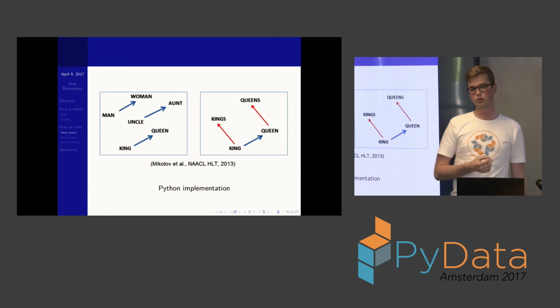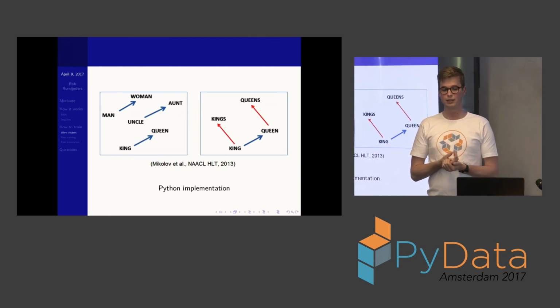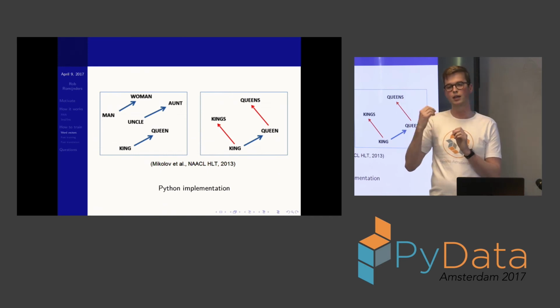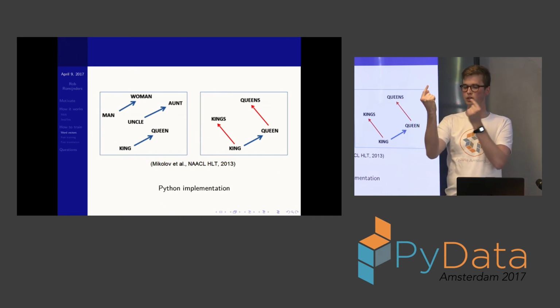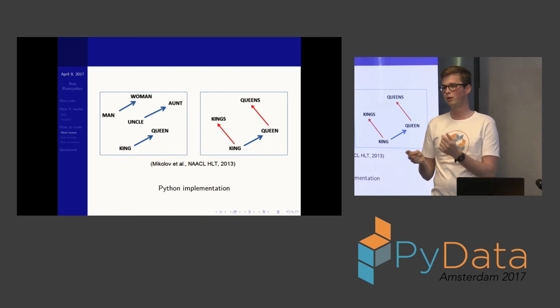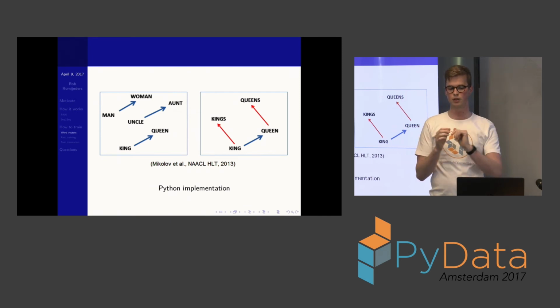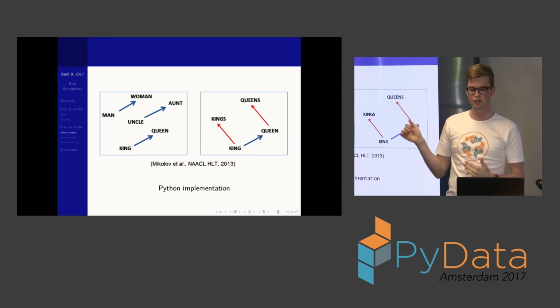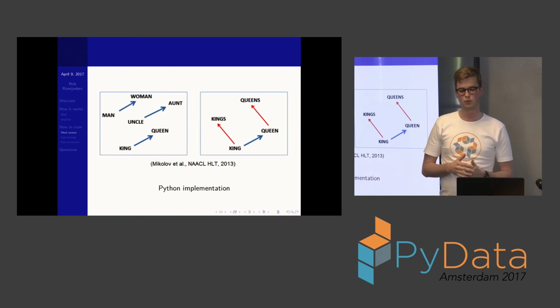These vectors also handle plurals and gender. So man and woman, or uncle and aunt, or king and queen. They have the same constellation in the vector space. If you care about linear algebra, the difference vector has the same direction. So king and queens, and king and kings, and queen and queens.